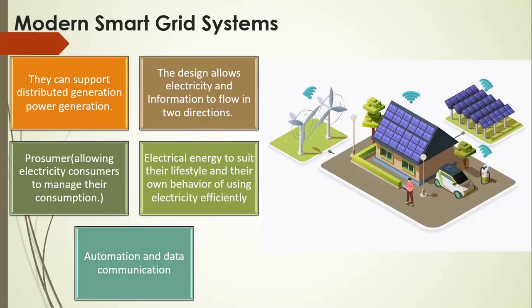Then we have the automation and the data communication. A large amount of data is exchanged between different devices. There is a collaboration between processing and measuring devices, and it helps with the automation in a smart grid system. And modern smart grids can even heal themselves in any hazardous condition up to some extent.